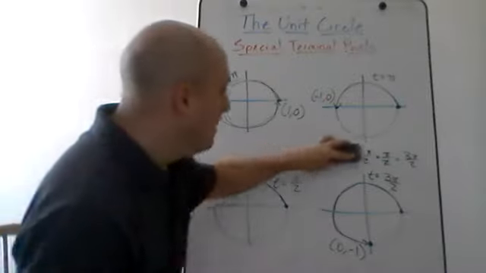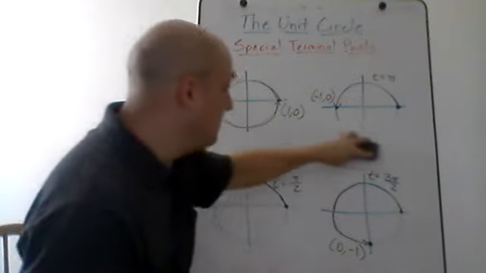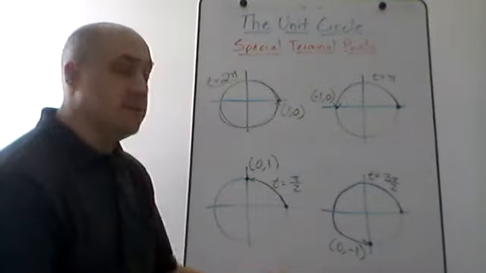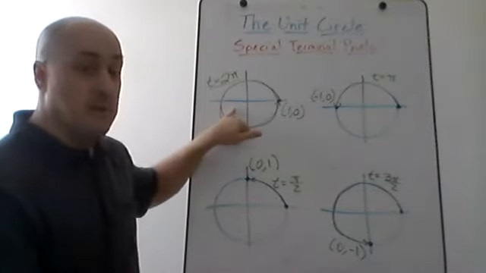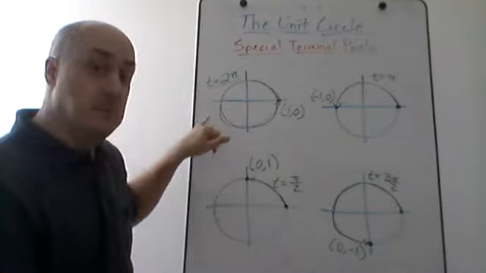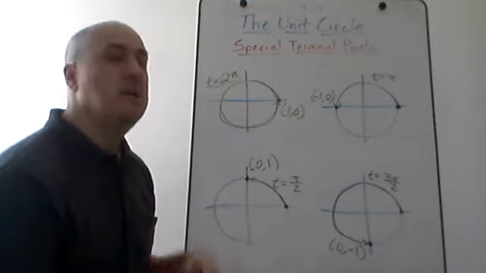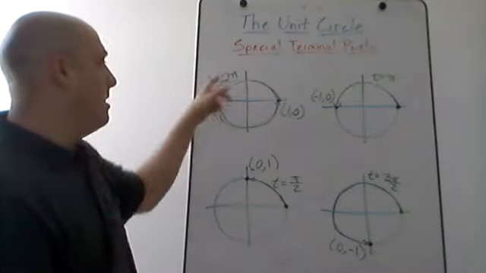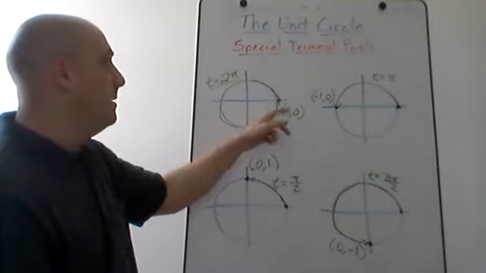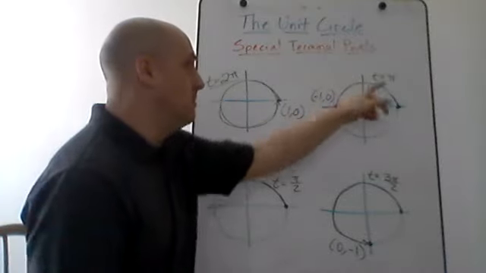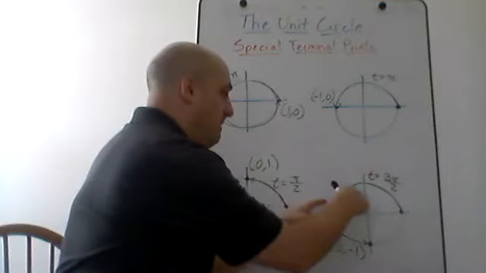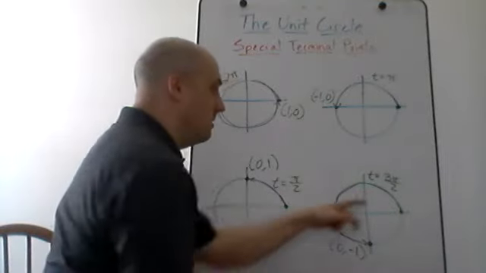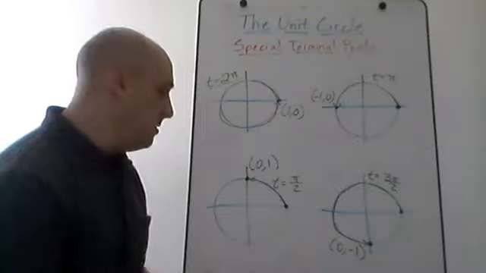Okay, so those are the first 4 special terminal points that you really need to know on the unit circle, and they're all based on the circumference of the unit circle being 2 pi. If you can remember that and you forget these other ones, you can piece them together. All the way around the circle, that's 2 pi. Halfway around the circle, that's just 1 pi. Half of that is pi over 2. Halfway around plus another quarter, that's 3 pi over 2. And you can put them together that way.